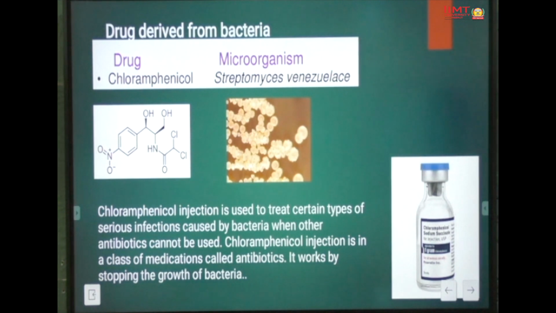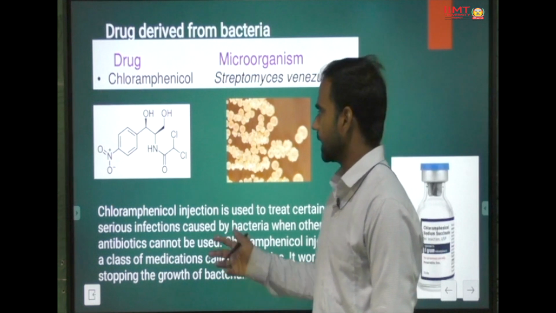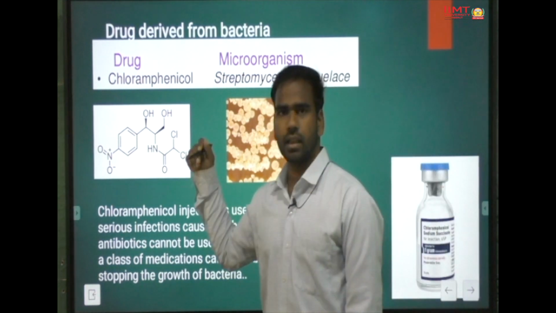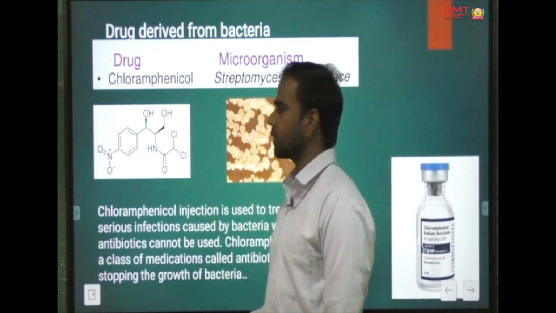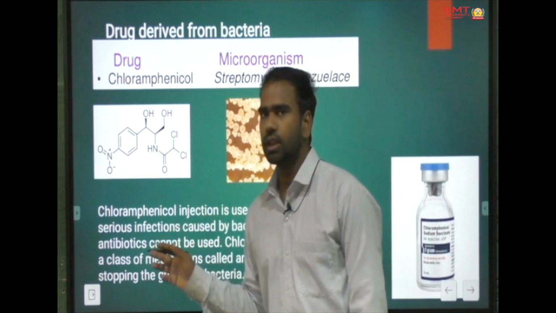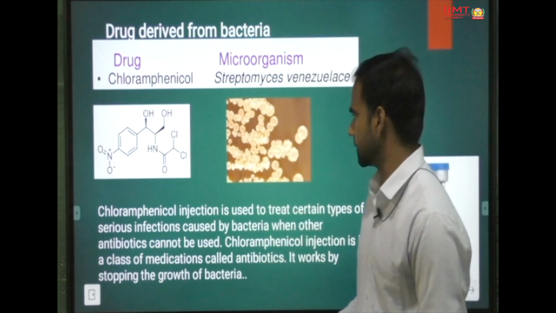The chemical structure of chloramphenicol is this one, which contains nitrogen. But it cannot act as an alkaloid, because the nitrogen is outside the ring, in an aliphatic chain. So we cannot say that this compound comes under the category of alkaloids.